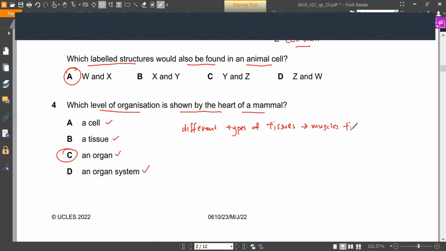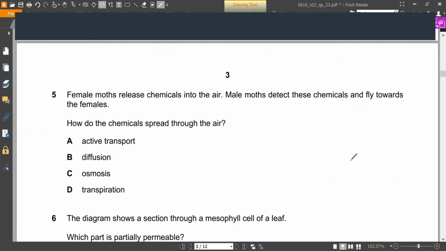So we know that we have muscle tissue, blood vessels, blood cells, and so on. Different types of tissues which make up an organ. That's great. Next.